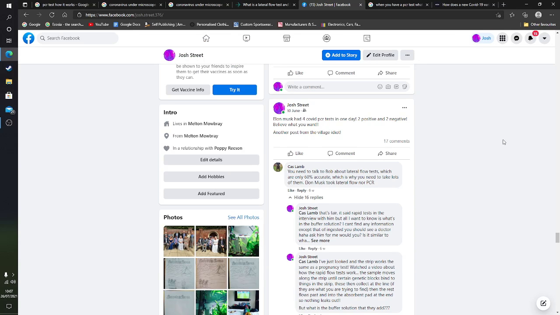Okay, so coronavirus. I was having this out a little while ago, obviously on Facebook, and what I was saying was about this thing about how Elon Musk had it. It wasn't a PCR test, it was the lateral flow test, which was obviously my mistake.